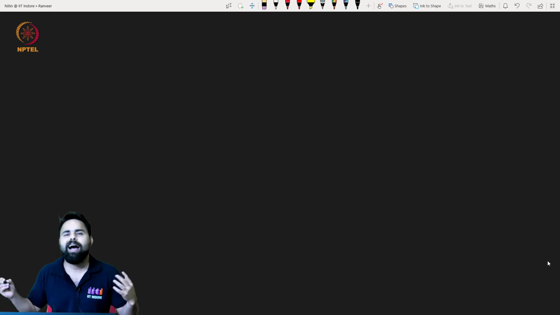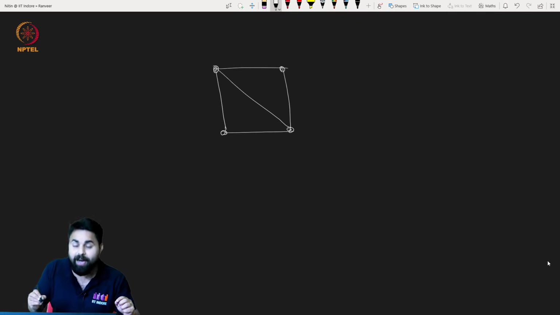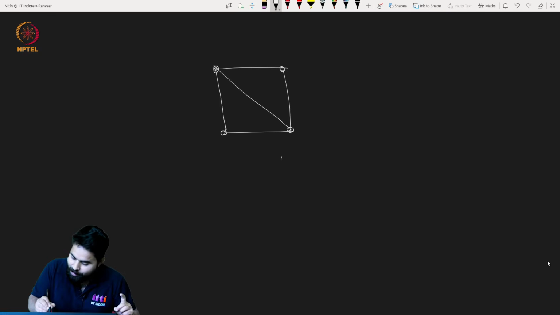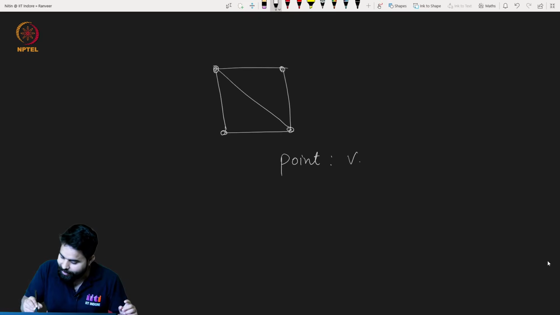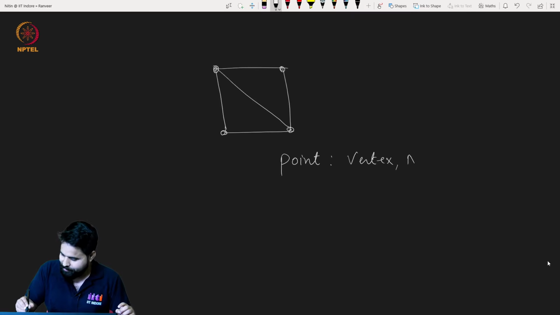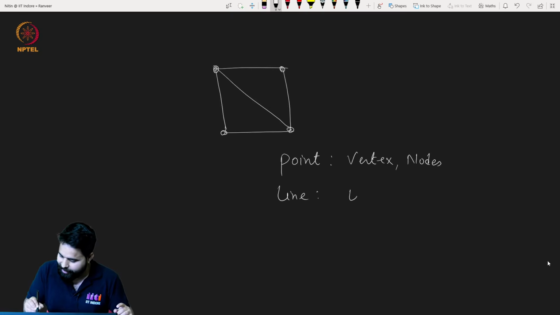Very good. So how does a typical graph look like? There are points and there are lines, and these points are connected by lines. By the way, from now onwards I will never make use of these two words. Point will be replaced by the word vertex or node, and the term line will be replaced by edge.